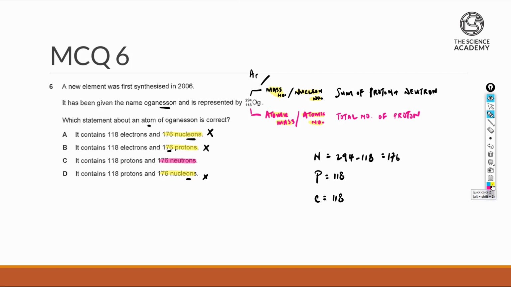So the next segment over here, we'll be looking at electrons and protons. Electrons and protons, all of them are legitimately okay because they do give us a value of 118. Protons as well as neutrons should be different, but protons and electrons should be the same in the case for your element and in your atom. So the answer for question 6 will be option C.